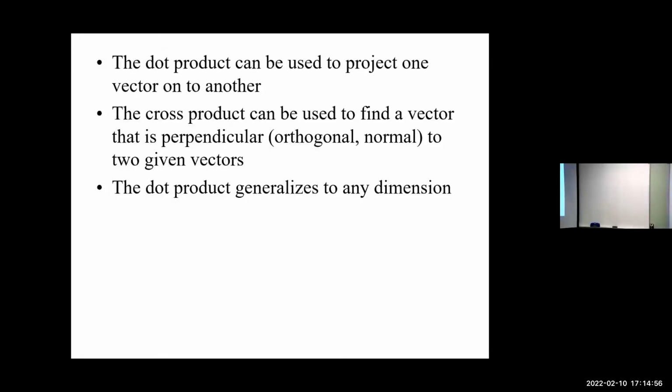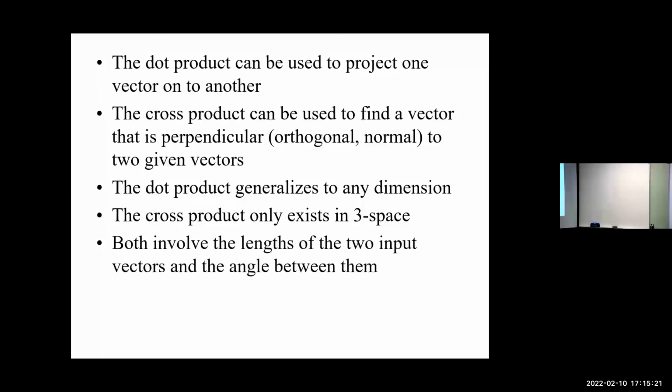Now here's something that's interesting. The dot product, we talked about this last time, generalizes into n dimensions. We did it with 2D vectors and 3D vectors. We could do it with 10D vectors, 1000D vectors if we needed to. Cross product, not so much. It's confined to 3-space only. So if you're working in 2D, you already know cross product is not going to be something you're going to use. Both involve the lengths of the 2 input vectors and the angle between them. One of them uses sine, the other one uses cosine.